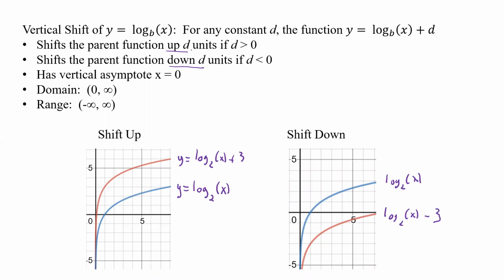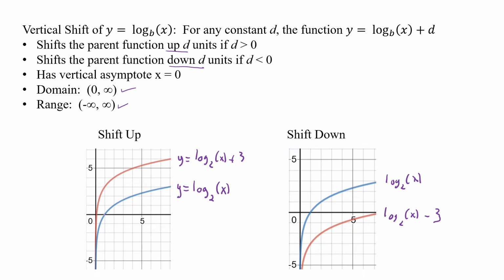So this one's probably the easiest one. All we have to do is move up or down. Our vertical asymptote doesn't change because all we're doing is moving up and down. Our domain, because that is still x equals 0, doesn't change. And the range, of course, doesn't change either. Okay. So this is what our top function is. This is our original function, and all we did was add 3.